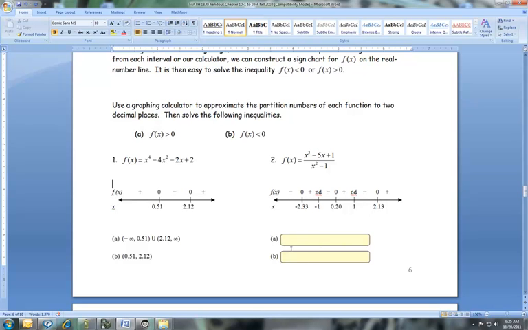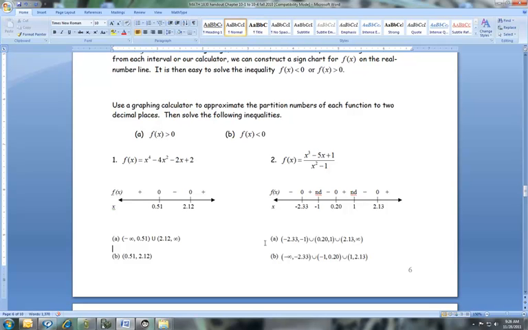Now, where is the curve, my A part? Where's my function positive? Any section that has a positive, I'll have here. So let's see if I have parentheses negative 2.33 up to negative 1, then another parentheses 0.20 comma 1, and then another parentheses 2.13 to infinity. So that's where my function is positive. Where my function's negative is in the sections that have a negative. So there's that one.